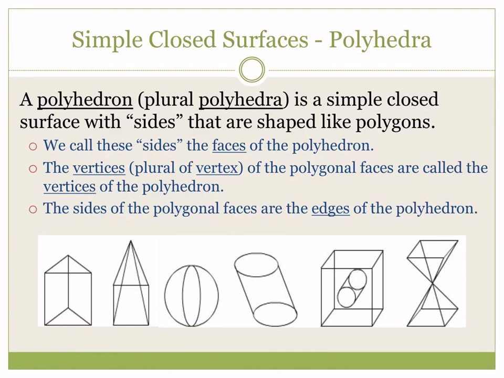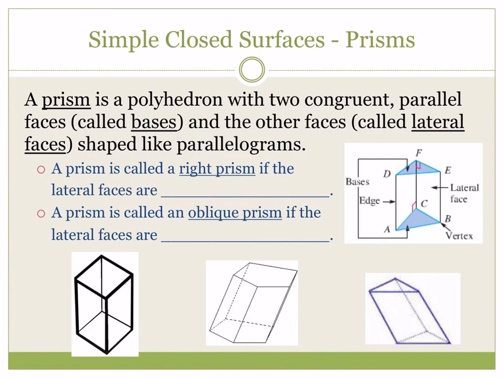Very good. All right, here's our first category of shapes called prisms. A prism is a polyhedra with two congruent parallel faces called bases. The other faces are called lateral faces, and they're shaped like parallelograms. Here's my first picture. They're shaded in blue. Those are the bases. They're parallel, and they happen to be triangles. And then the lateral faces along the sides are rectangles on this one. Top and bottom parallel.